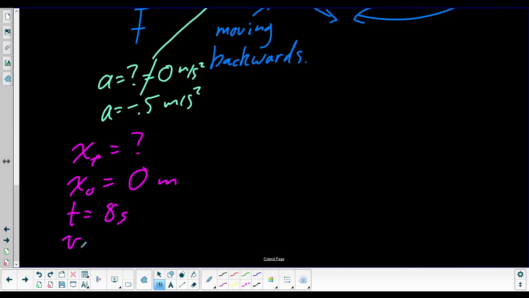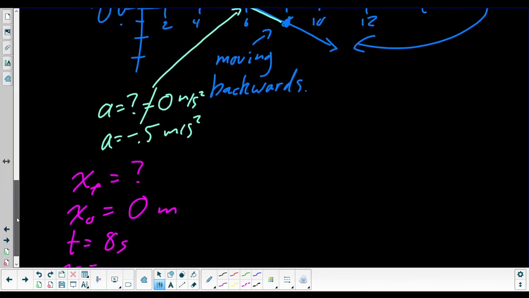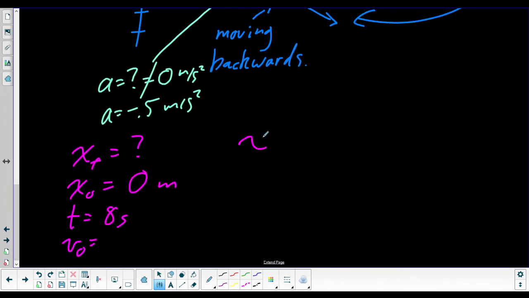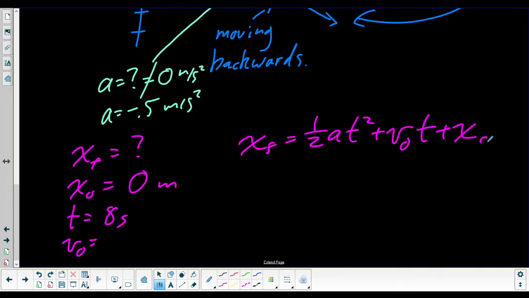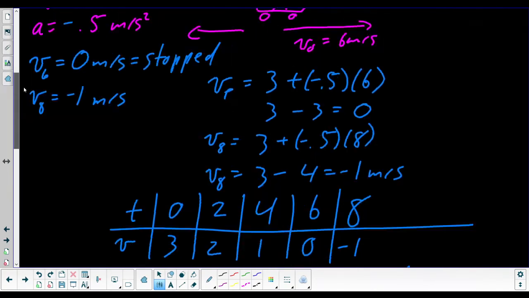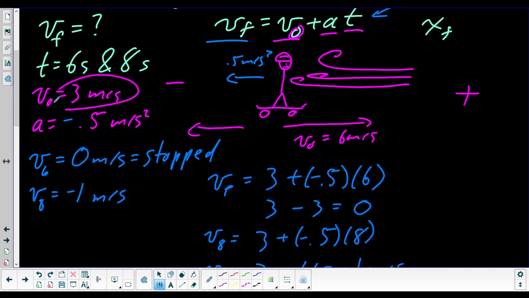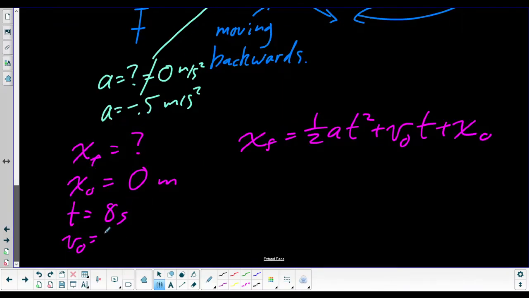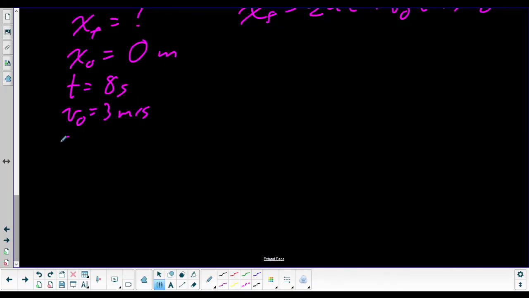His initial velocity, that's important because this equation is x final equals 1/2 acceleration times time squared plus velocity initial times time plus x initial. His initial velocity, what was it? 3 meters per second. And acceleration is negative because we're going backwards, 0.5 meters per second squared.